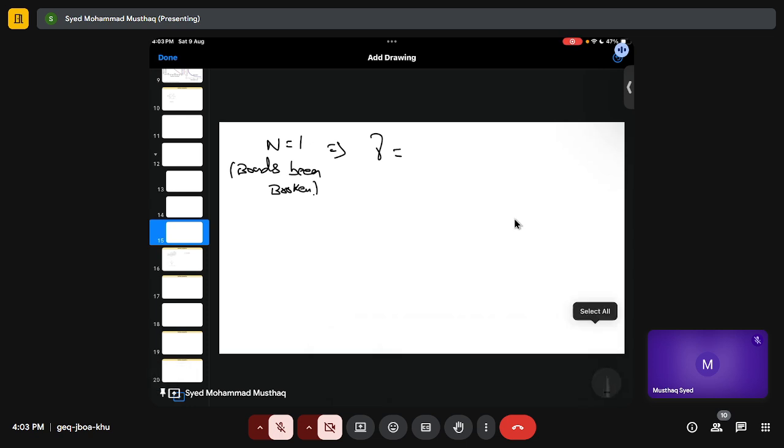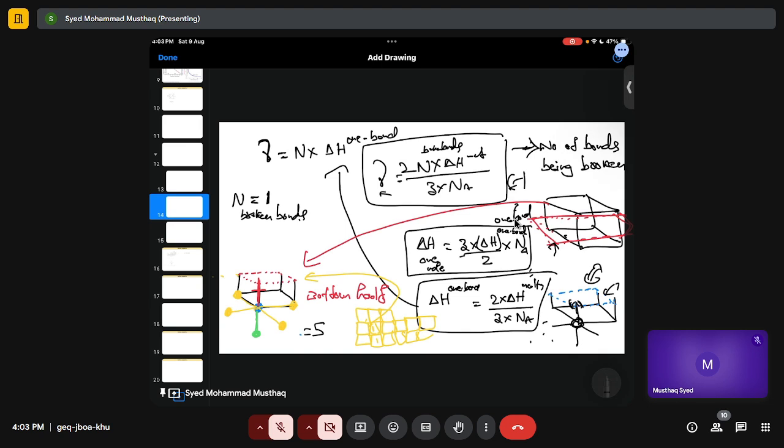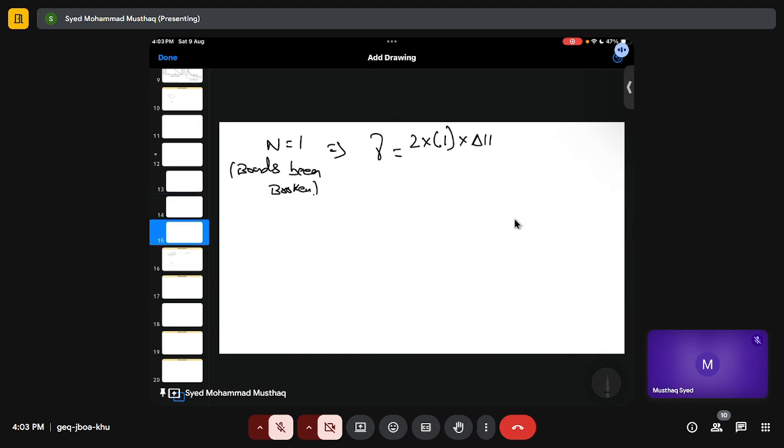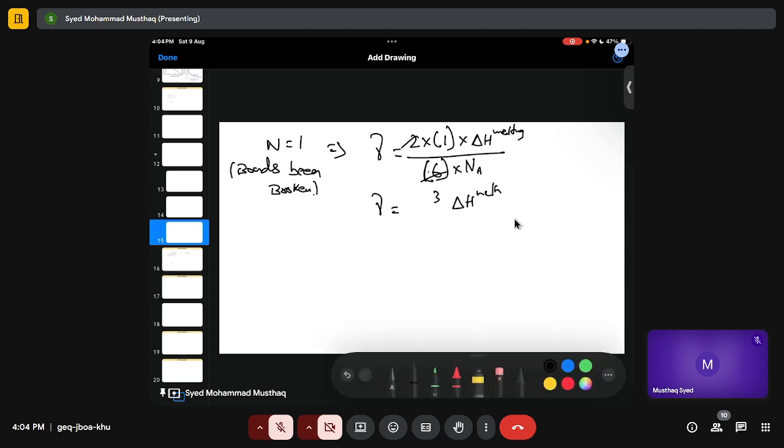Now the surface energy will be equal to 2 times my n, which is 1, the number of bonds being broken, times the delta H of fusion or melting, divided by the coordination number, which is 6 for simple cubic, times my Avogadro number. So what is my value here? Delta H melting upon 3 times.